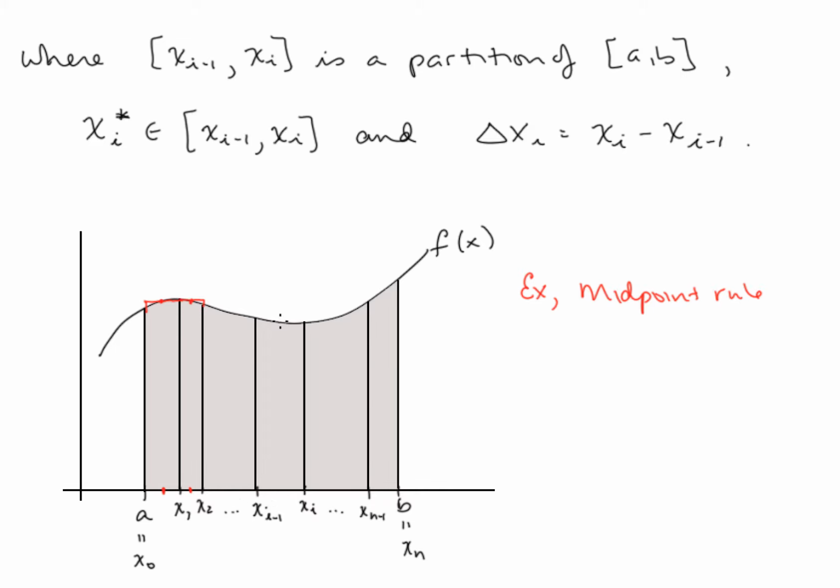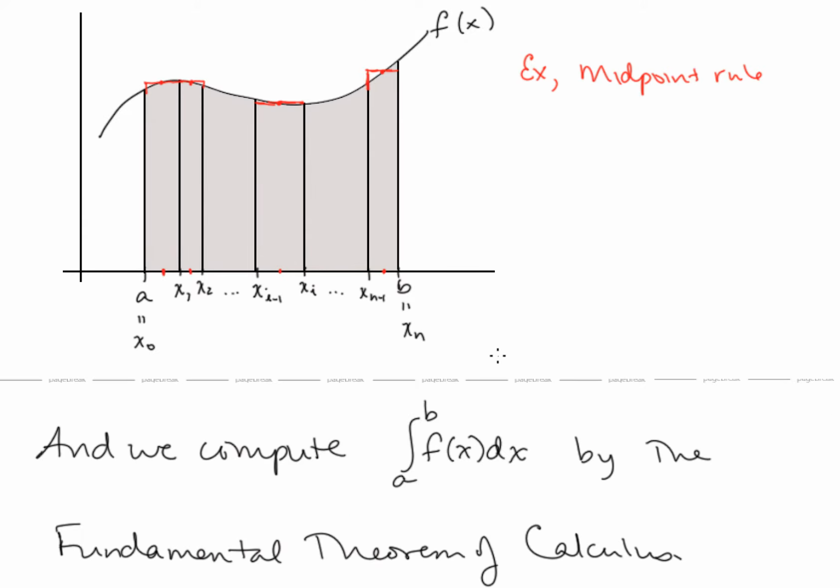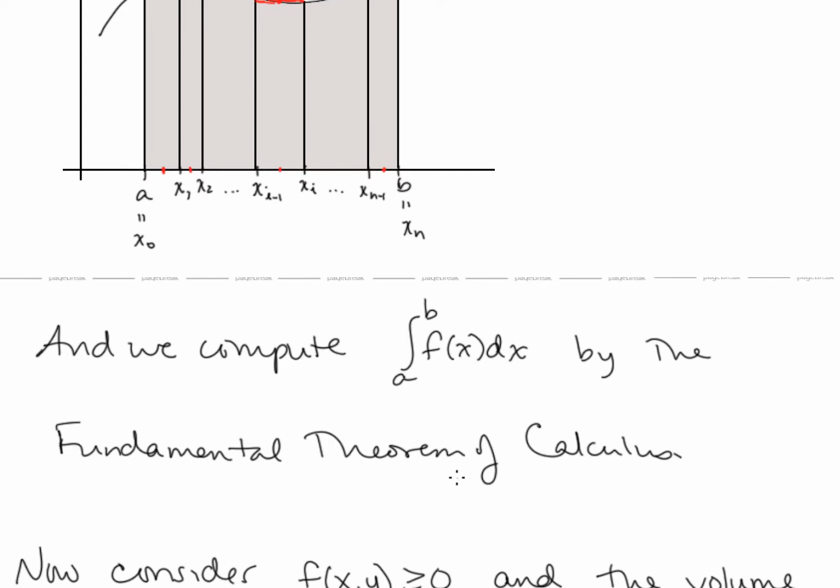In our ith subinterval, here's our midpoint, here's the function evaluation at that midpoint. In our last interval, for example, here's the midpoint, the function evaluation at that midpoint. And we'd fill up this area with these kinds of rectangles, and that gives us the value we're looking for, that area. And recall that we compute this definite integral not by taking a limit, but by using the fundamental theorem of calculus, where we take the antiderivative, evaluate at the endpoints, and subtract.